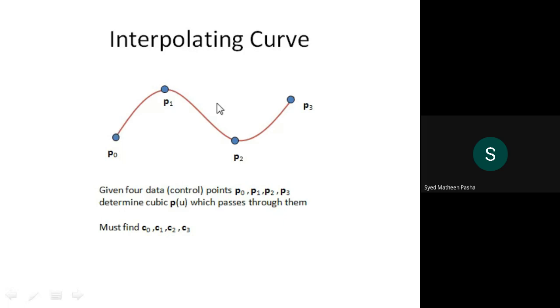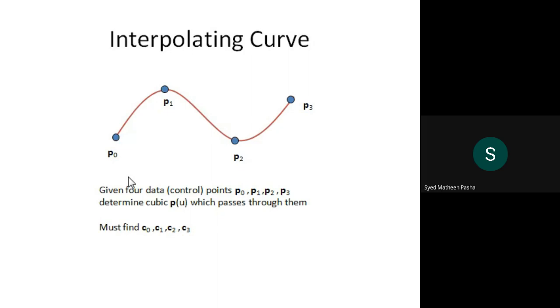There is a simple curve drawn with the help of points, P0 to P3. How is the interpolating curve defined? First, given four data points, called control points P0, P1, P2, and P3, which determine a cubic P of u which passes through them. You can see the representation of the curve is in the form of a normal curved surface. So at this point, you can tell there is some interpolation happening with respect to the points, so that you can define the curve onto the surface.